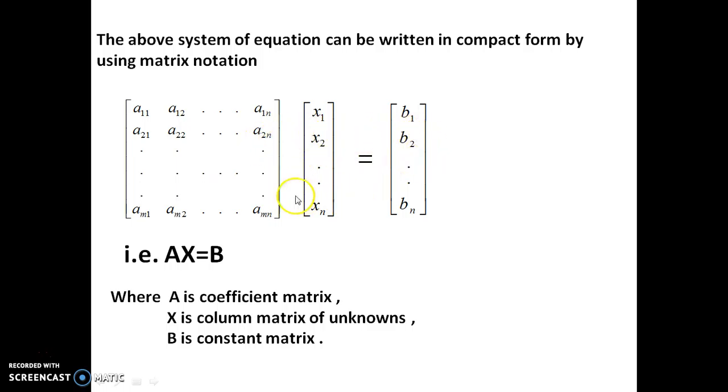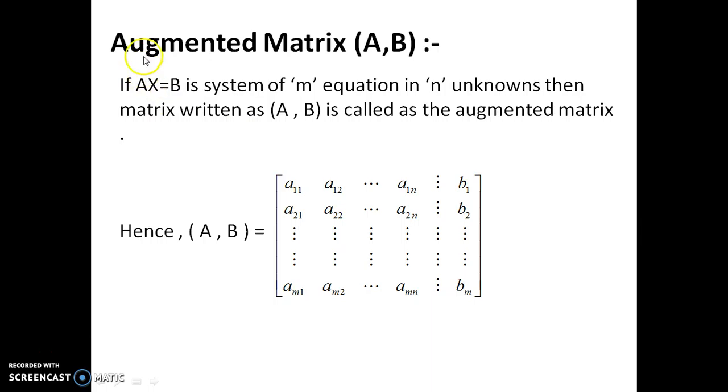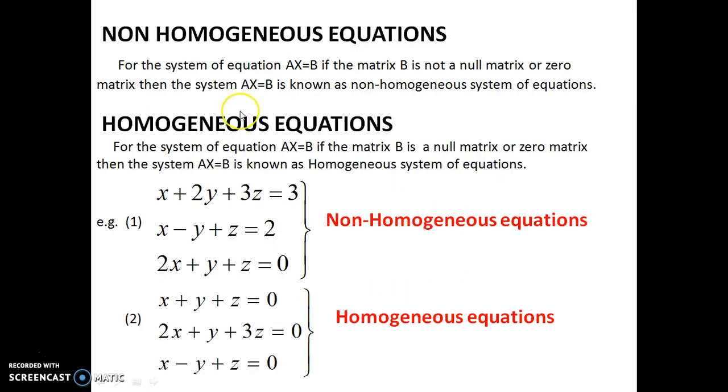For this we require an augmented matrix. What is meant by an augmented matrix? If AX = B is a system of m equations in n unknowns, then the matrix written as (A, B), a combined matrix of the coefficient matrix and the constant matrix, is called the augmented matrix. Hence (A, B) is the coefficient matrix separated by a dotted line, and then we include b1, b2 up to bm. This is the constant matrix, and this combined matrix is called the augmented matrix.